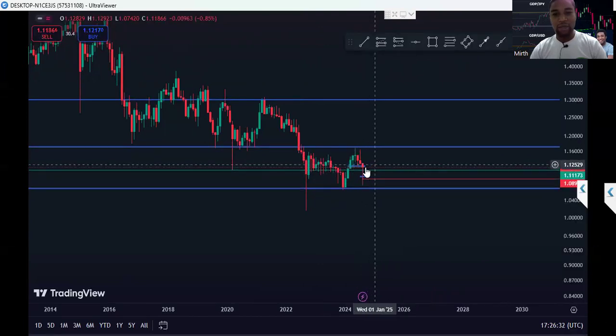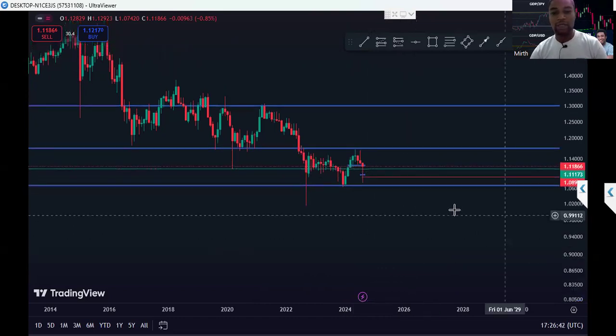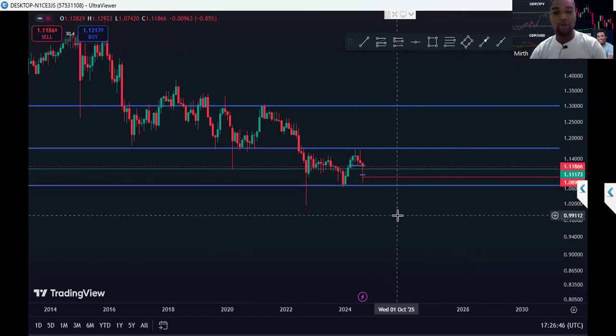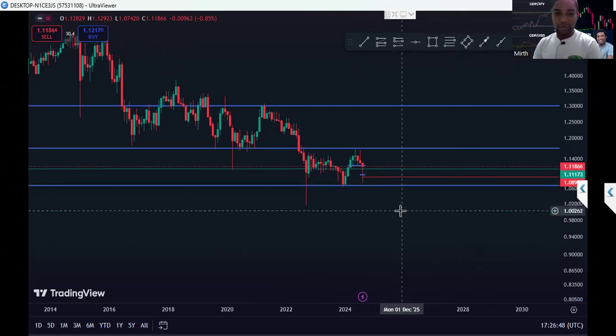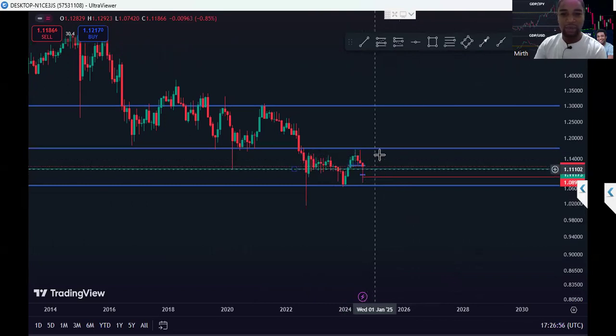Why? Because this candle is already printing red. This month was bearish, the next month was bearish, and this one is looking bearish. That is why on GBP USD I'm looking bearish as of the moment on the monthly time frame. Why? Because the candlestick pattern here is all looking bearish.